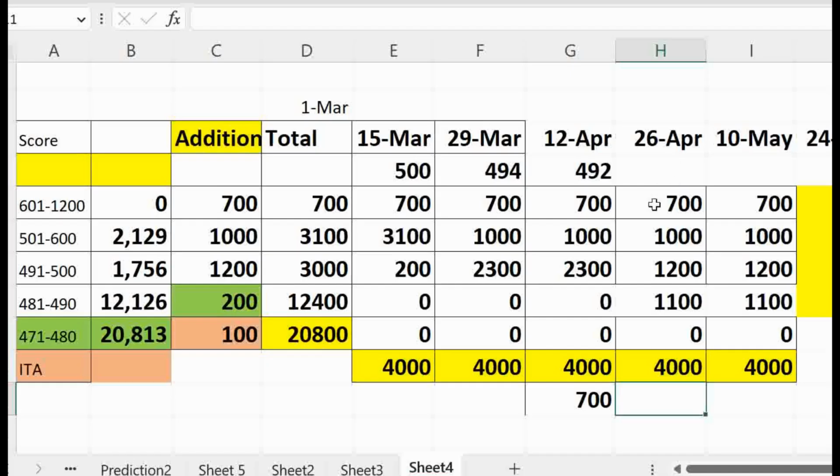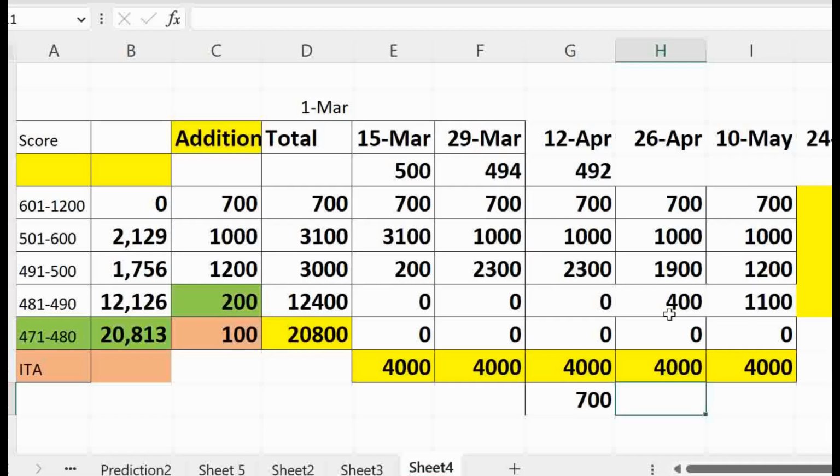Then the next draw should fall on 26th of April. So 700 new additions, 1000 here, and 1200 will be new additions here. 700 we are having as previous balance, so it should be a total of 1900. And if we add up these three, it becomes 3600. That means the rest of the 400 to complete 4000, we are keeping the draw size as 4000, we have to take from this slab.